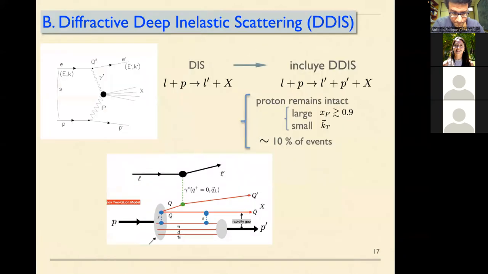So moving on to the next subject, I'm going to talk about what is called diffractive deep inelastic scattering. So it's the same deep inelastic scattering in which you interact a lepton with a proton, and the same lepton appears in the final state, and the rest you don't measure. This is the usual deep inelastic scattering. Nothing new, but this includes what is called diffractive deep inelastic scattering.